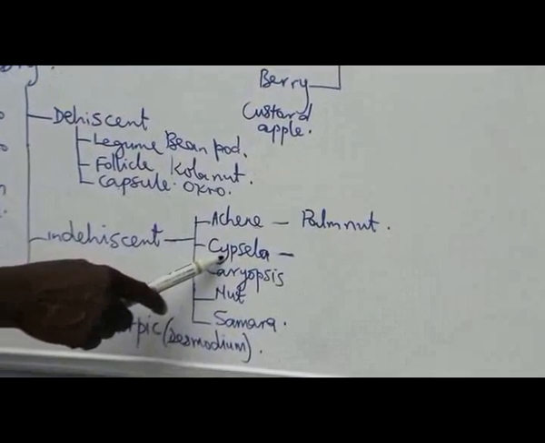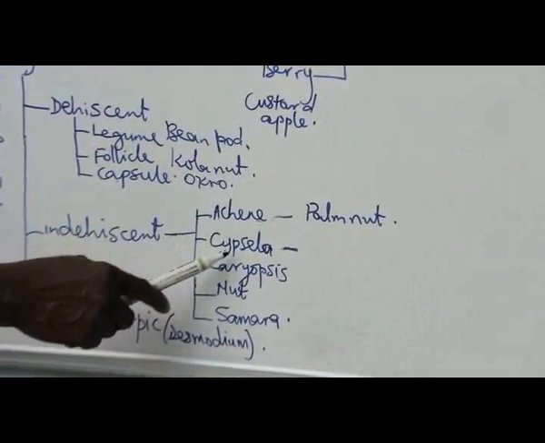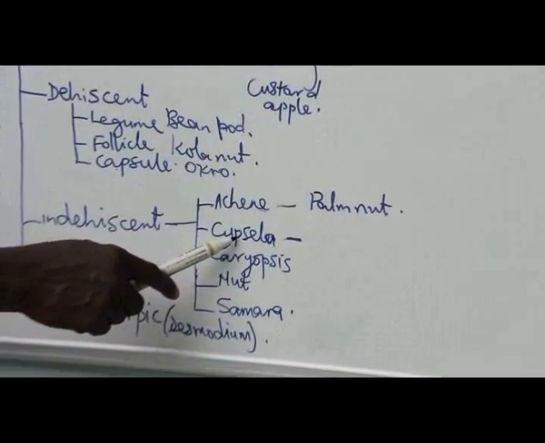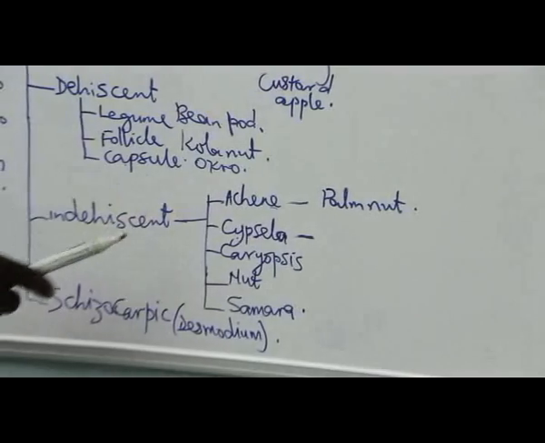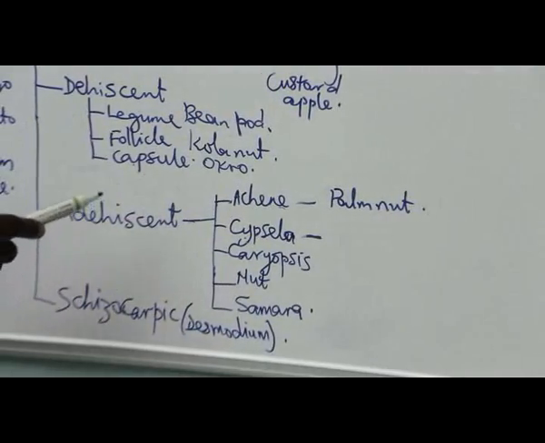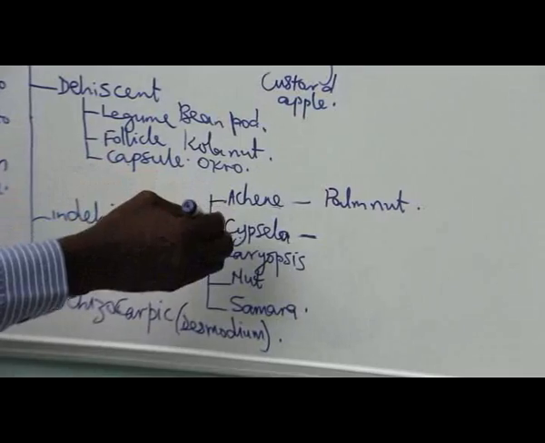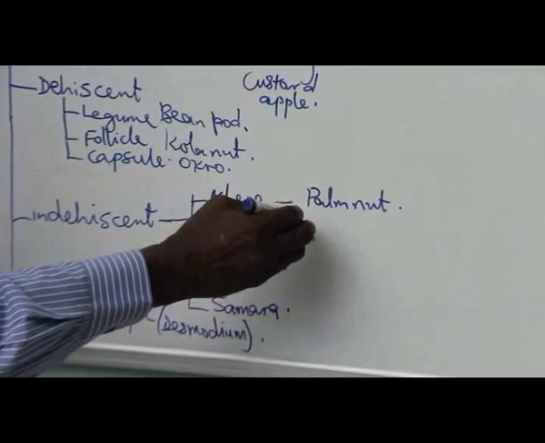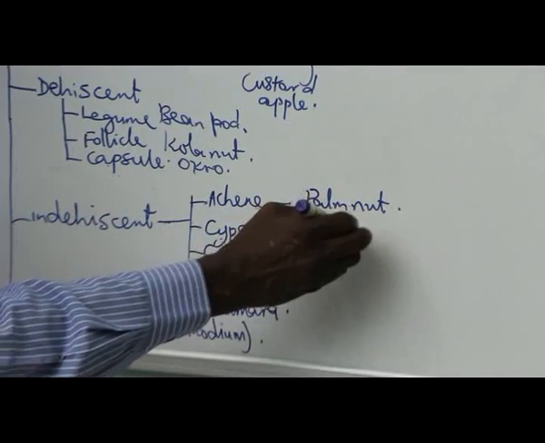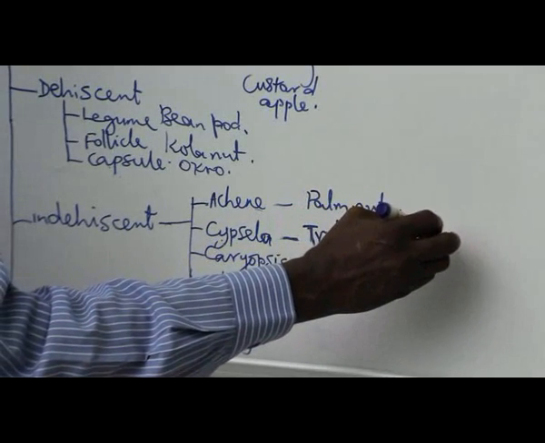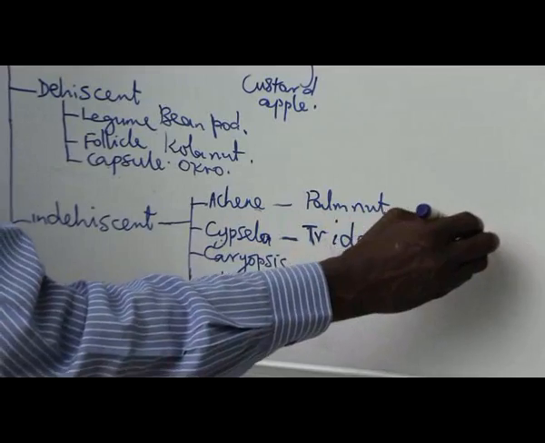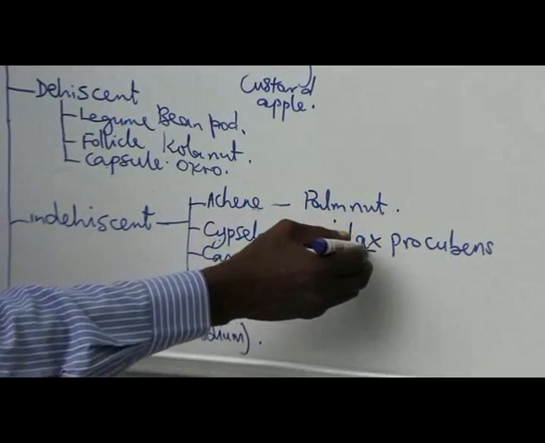A cypsela is like an achene, but it has part of its calyx on the fruit, forming hairy structures known as pappus. An example of cypsela is Tridax procumbens.